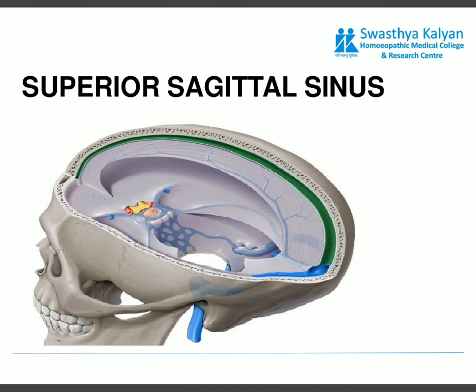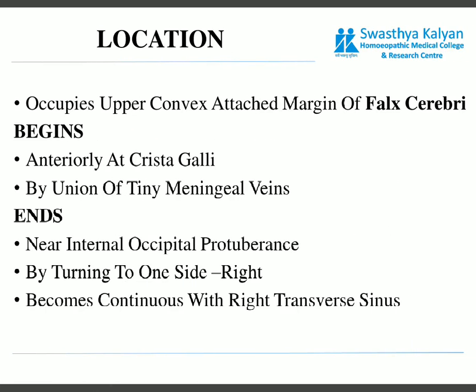So, in this figure here, in green is the superior sagittal sinus. It is in relation with the upper convex attached margin of the falx cerebri. This is the falx cerebri, a folding of the dura mater, and this is the upper convex attached margin where the superior sagittal sinus is located. So the location is the upper convex attached margin of the falx cerebri. It begins anteriorly at the crista galli and ends at the internal occipital protuberance.